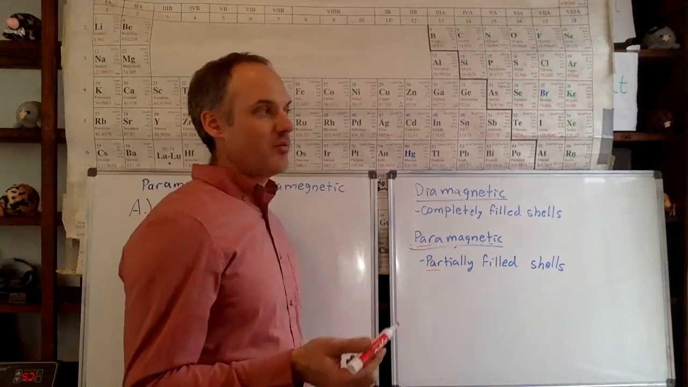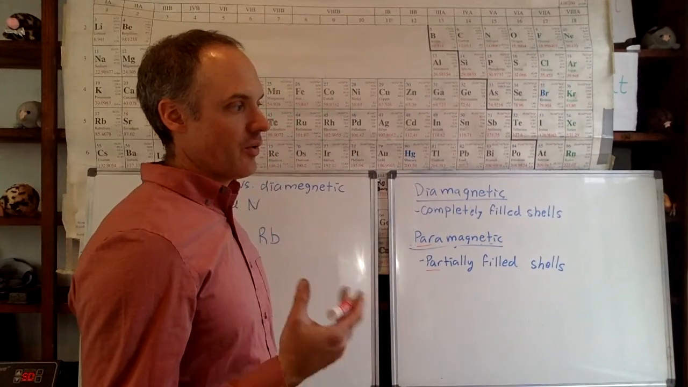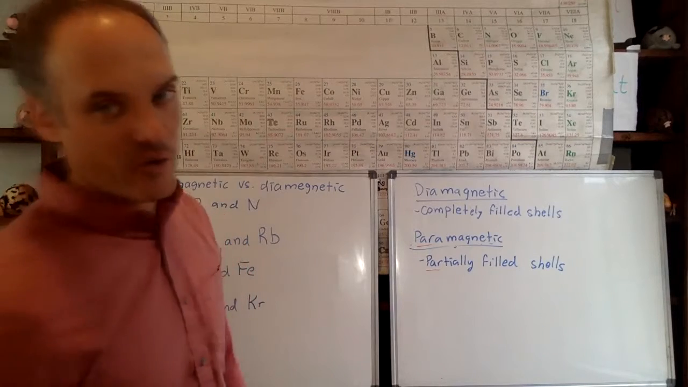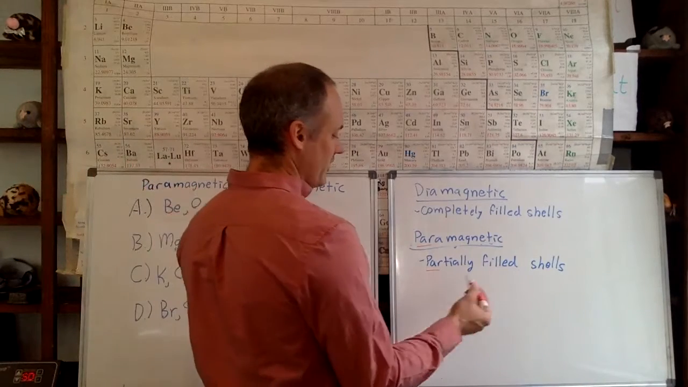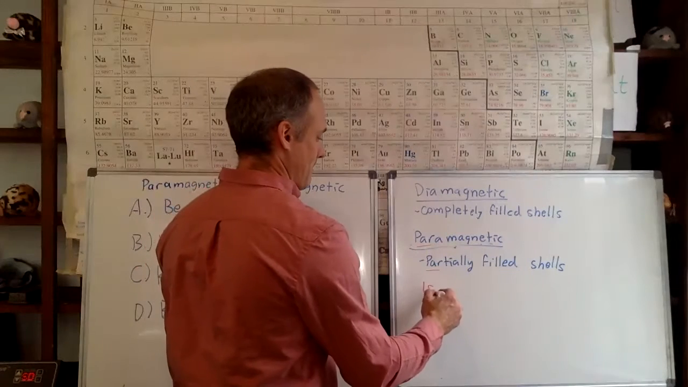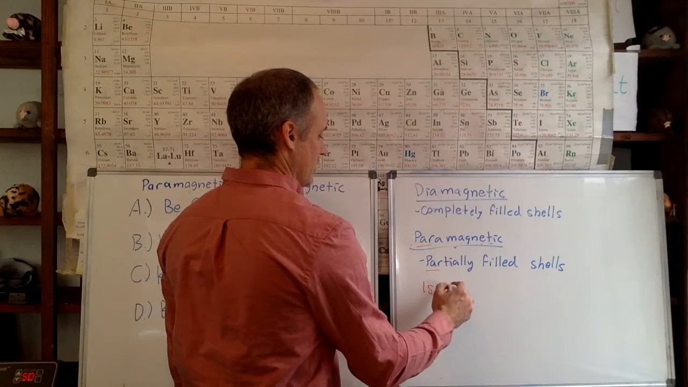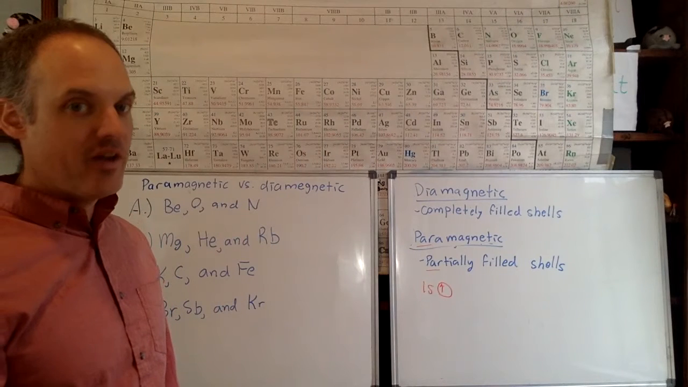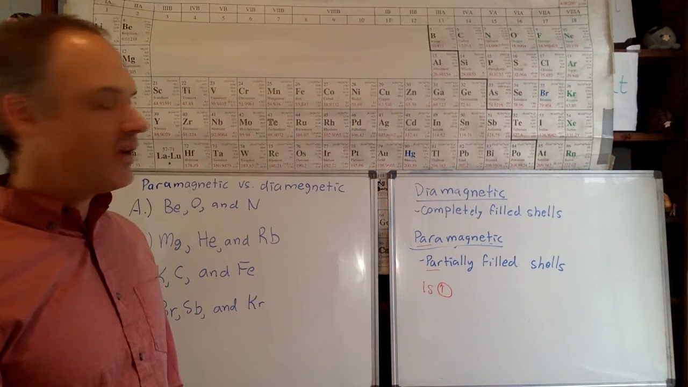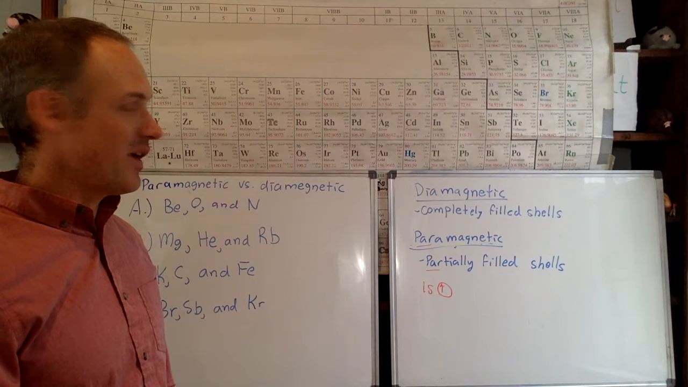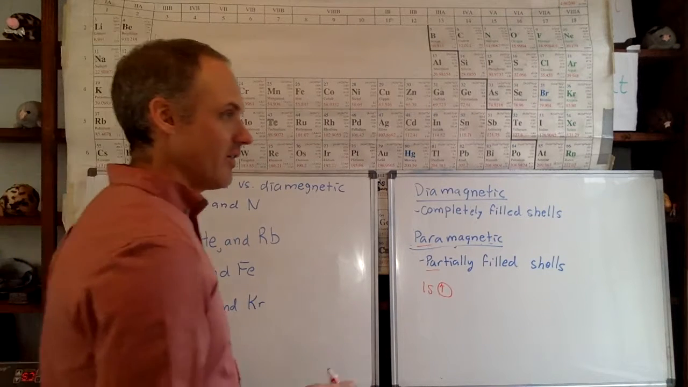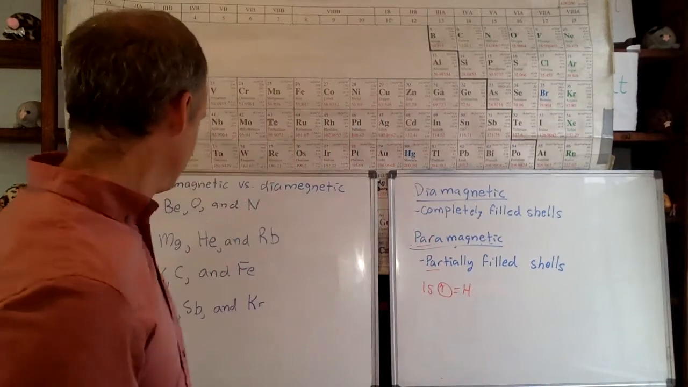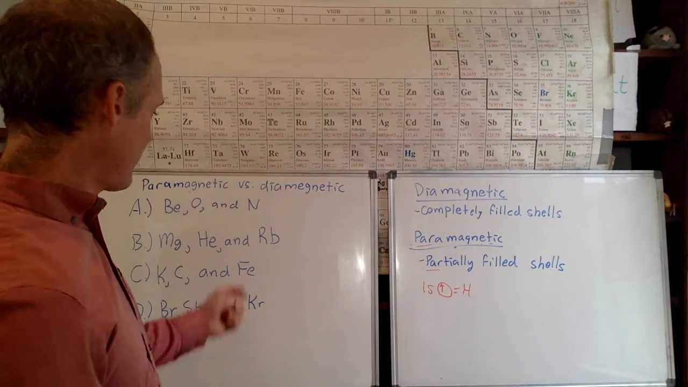Well, a partially filled shell means that you have a shell or a subshell that doesn't have all the electrons in it that it could. An example of that would be, let's say we had 1s with only one electron in it. That's a partially filled shell. There's only one electron in there, and there's a second one going down. So that would be an example of a paramagnetic element. That's hydrogen. Right? It's paramagnetic. I don't see hydrogen in the question.